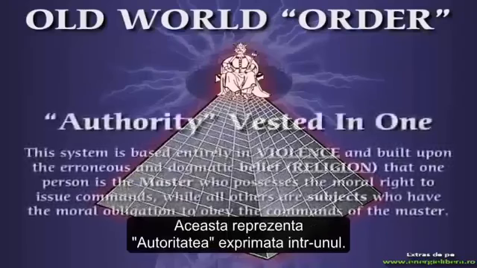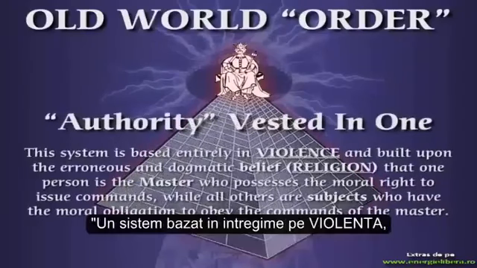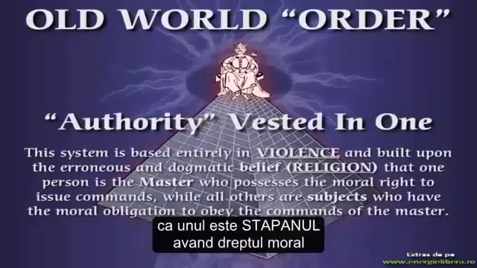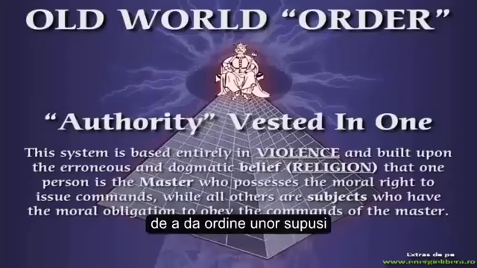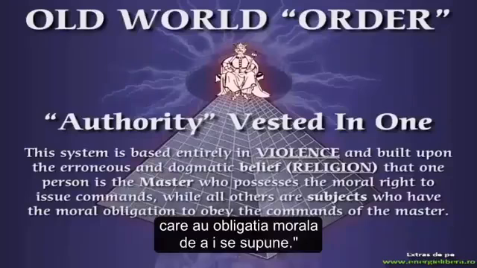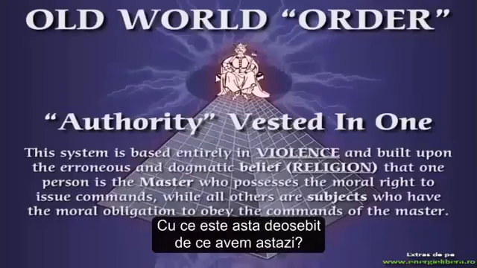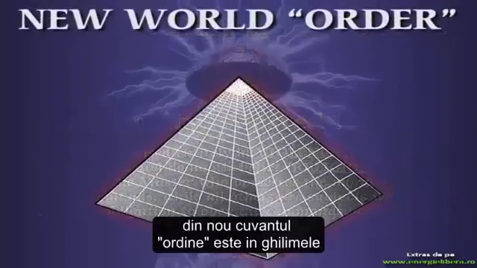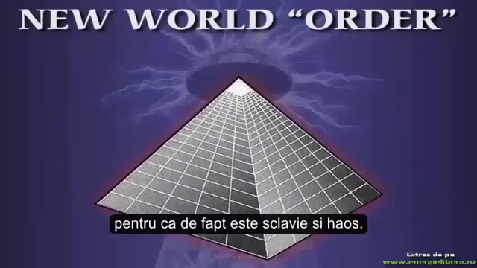This is called authority vested in one. The system is based entirely in violence, built upon the erroneous and dogmatic belief or religion that one person is the master who possesses the moral right to issue commands, while all others are subjects who have the moral obligation to obey the commands of the master. How does that differ from what we have today? Well, this is called the New World Order. And again, I put order in quotes, because it's nothing of the kind. It's slavery and chaos. Okay?